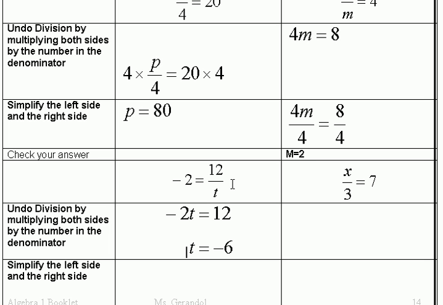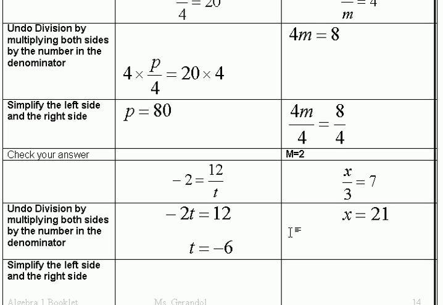Let's look at the very last problem. X over 3 equals 7. Some number x divided by 3 equals 7. Well, if you think about your times tables, you'll know that number is 21. So to solve this question simply, we multiply both sides by 3 and we get x equals 21.